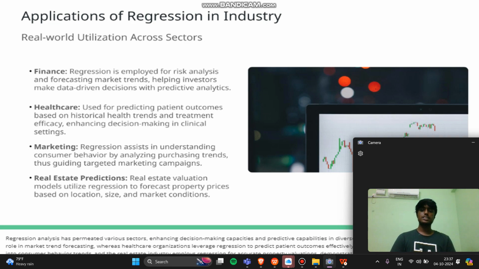Marketing: regression assists in understanding consumer behavior by analyzing purchasing trends. Real estate predictions: real estate valuation models utilize regression to forecast property prices based on the location, size, and the market conditions.